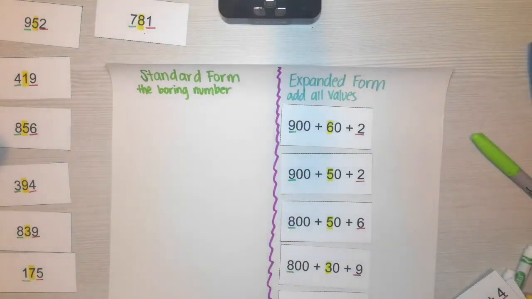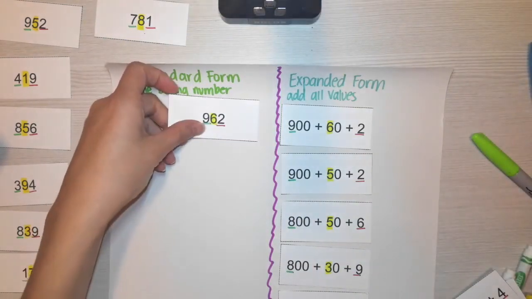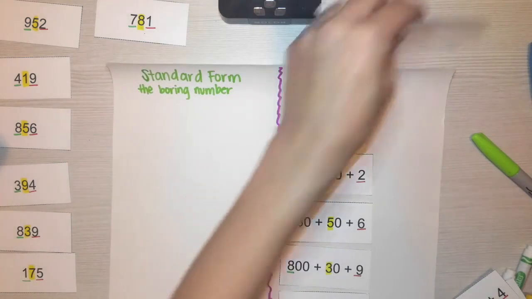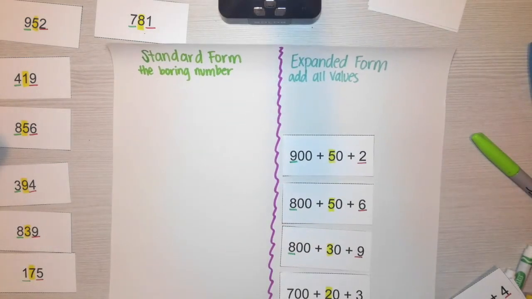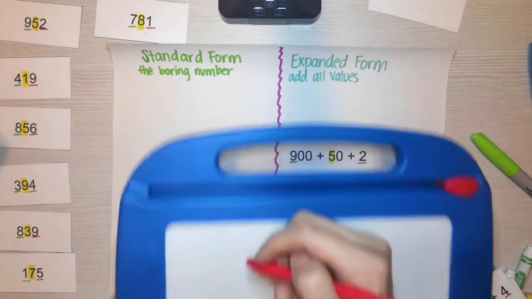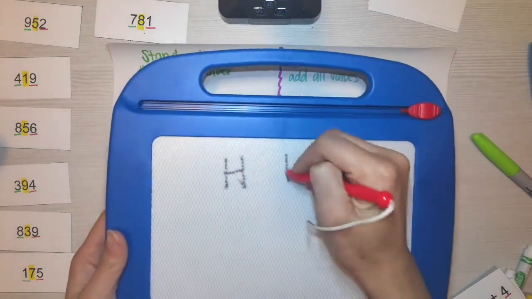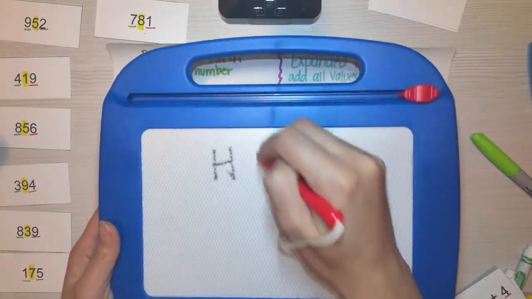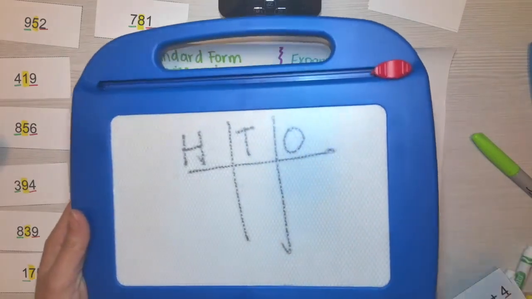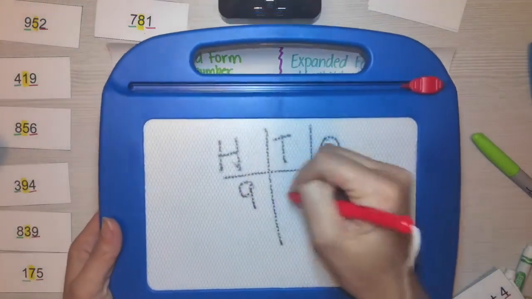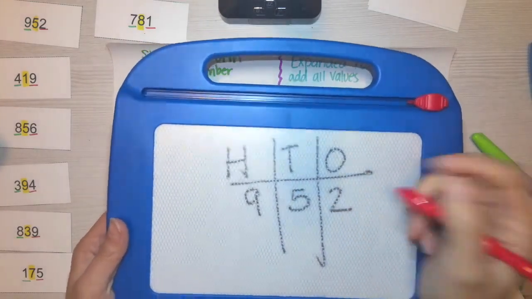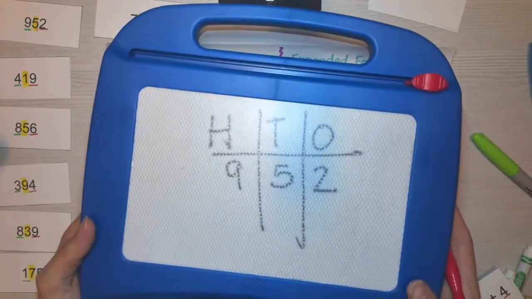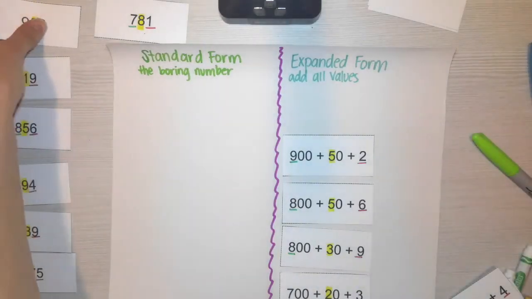So once I find my number, I match it and I put it to the side. Okay, the next number is 900s, 5 tens, and 2 ones. So if I do my quick place value chart, I could do it on a dry erase board, I could do it with chalk, I could do it on paper, whatever I want. I have 952 this time, so I'm looking for 952. Found my match.